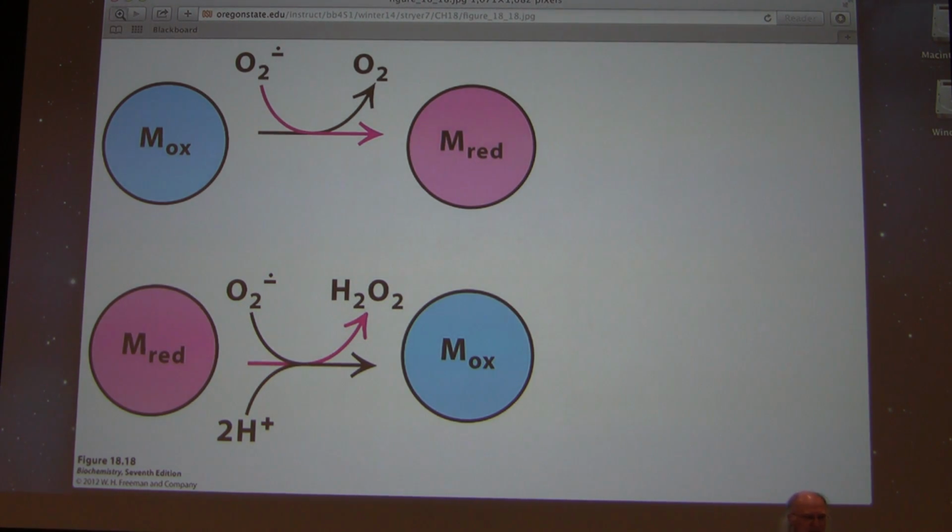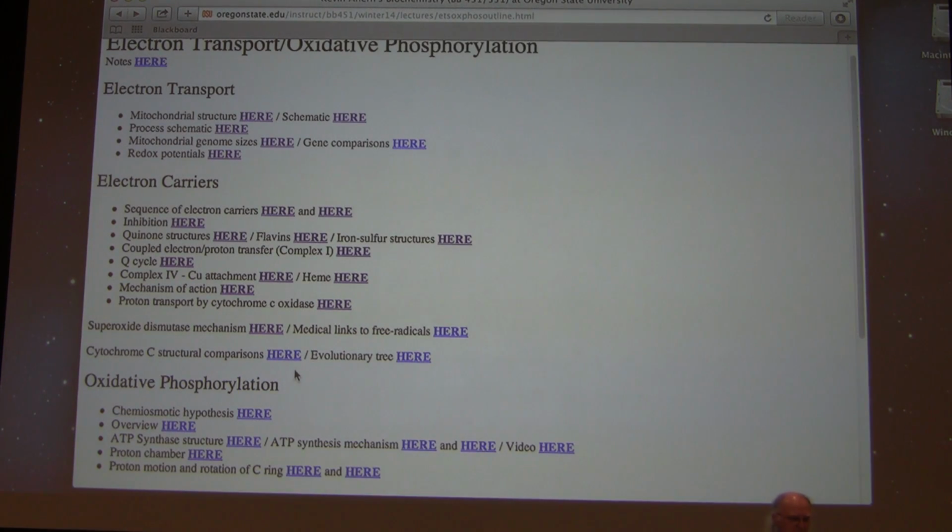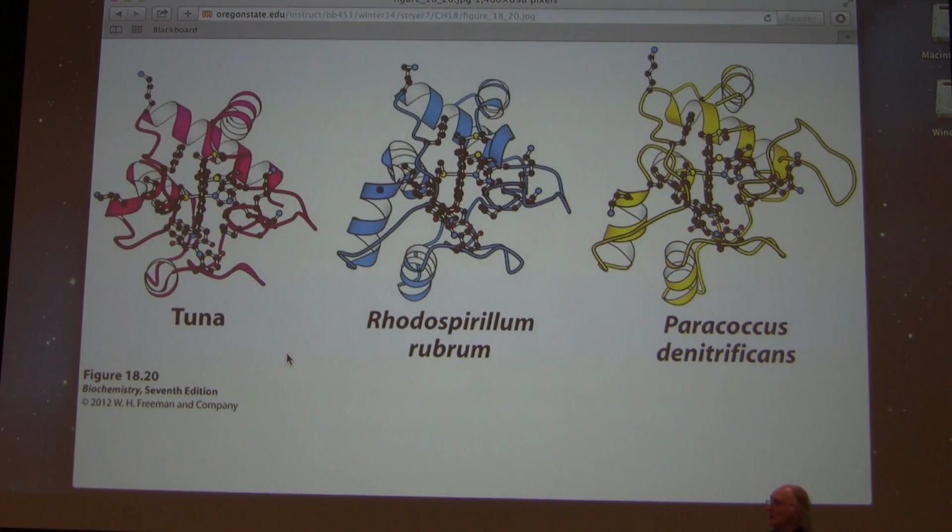Okay, one last thing I'll talk about electron transport, and that is cytochrome C. Cytochrome C is a very interesting and important protein. We can find cytochrome C in species that go all the way from bacteria to human beings. And you're probably thinking, well, bacteria don't have mitochondria. Why do they have cytochrome C? The answer is because they do electron transport in their own cell membranes. So they need cytochrome C, and they have it.